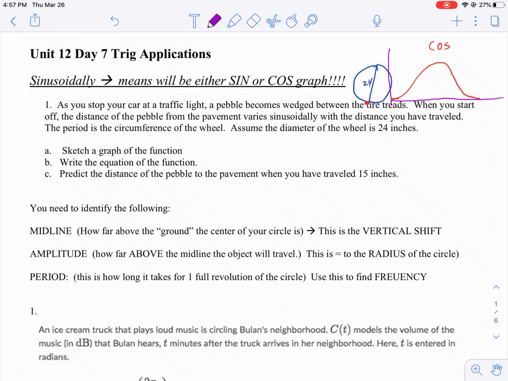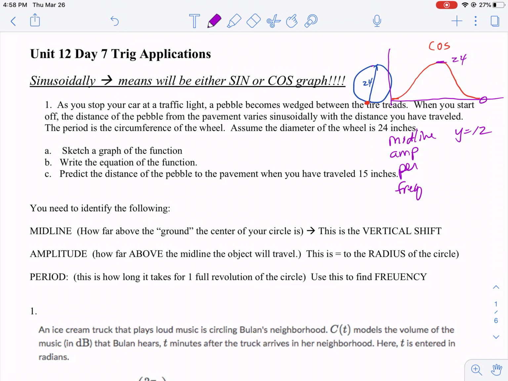But for the equation, based on our last lesson, you're going to want the midline, the amplitude, and the period so that you can find the frequency. So the midline is halfway between the lowest and the highest points. So the lowest point is on the ground, which is 0, and the highest point would be up here at 24, which is the diameter of your tire. So halfway between 0 and 24 is 12, so your vertical shift is 12.